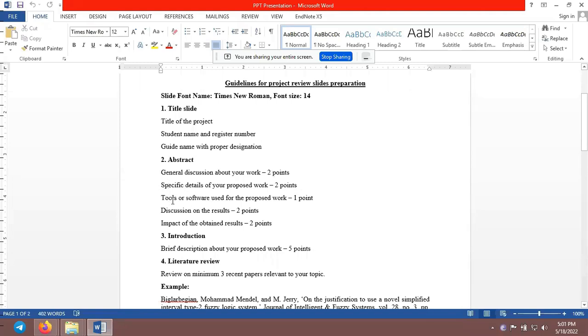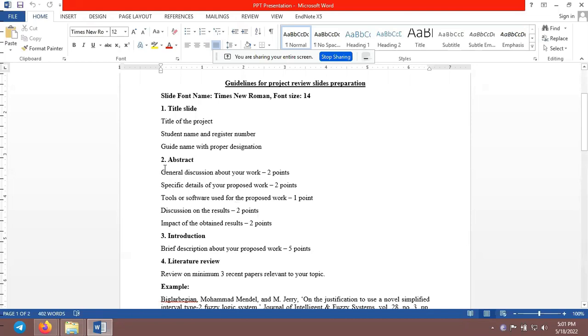And the next 2 points will be the tools or software used for the proposed work. You have identified some problem, and in this point you explain how you can solve that problem. So the methodology to solve that problem is mentioned in this point. And the next 2 points will be the results you have obtained. You should have some small discussion about the result. And finally, the impact of the result, how the results help the society or the audience. It should be given as 2 points.